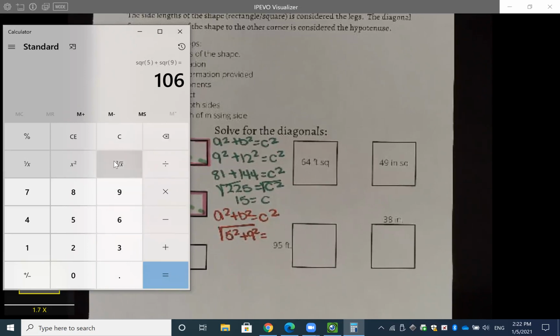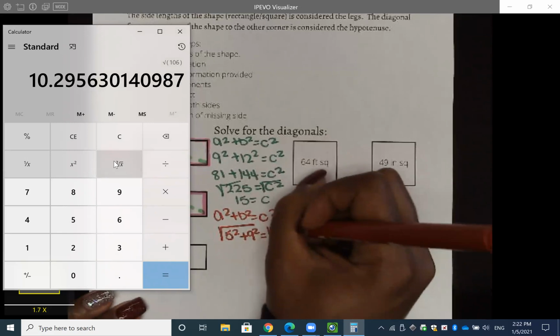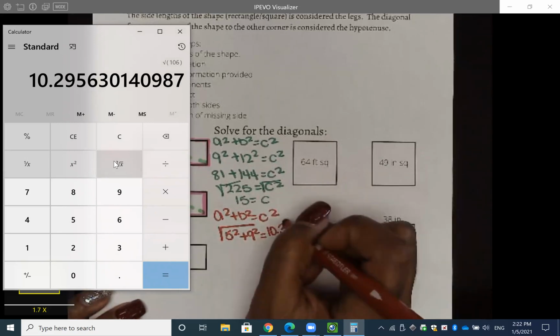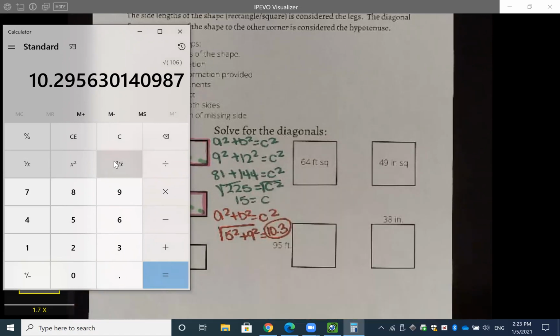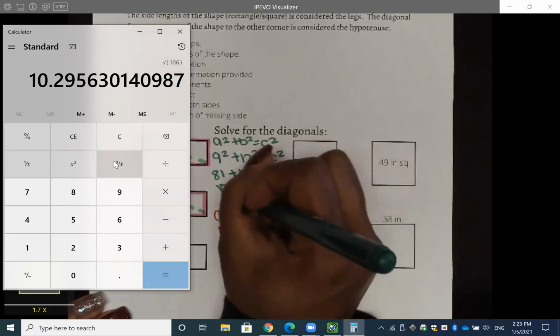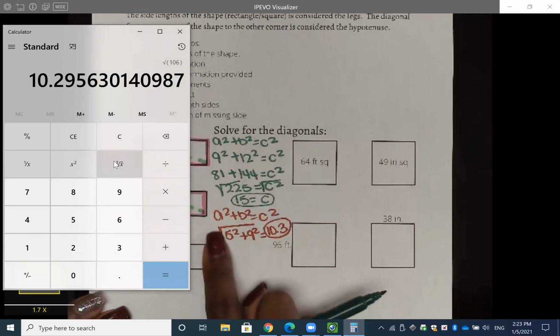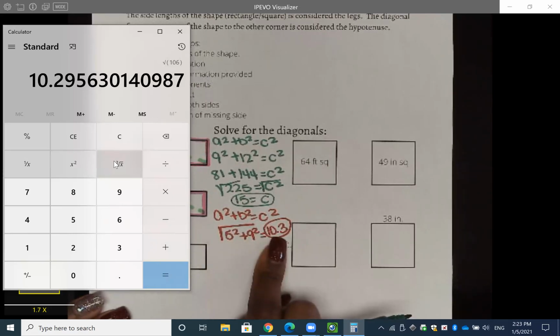And then take the square root of that, which is 10.29. So this equals 10.3. So your C is 10.3. Okay. So if you're solving for the letter C, you literally can just put the square root, and then put your A squared plus B squared, and it'll give you your answer.